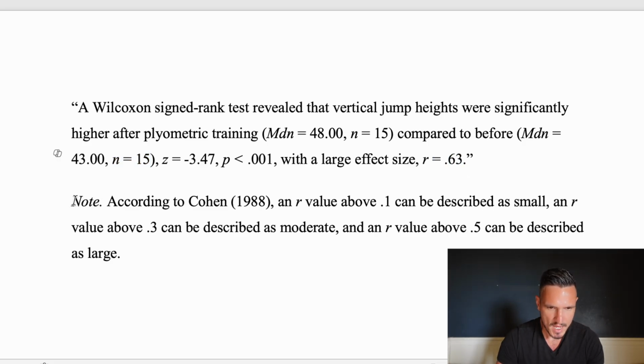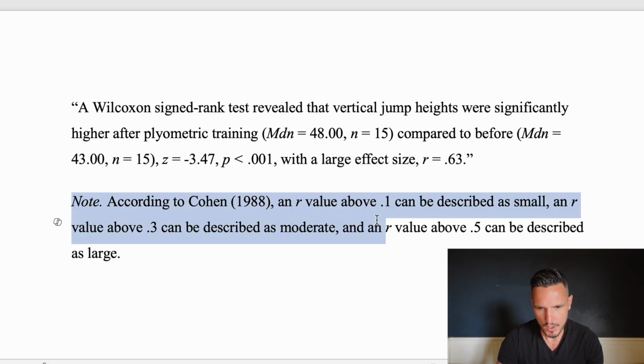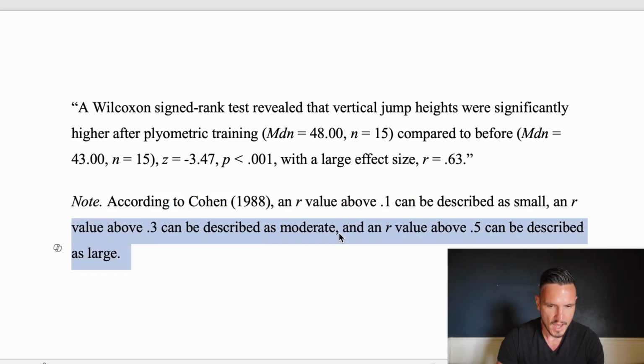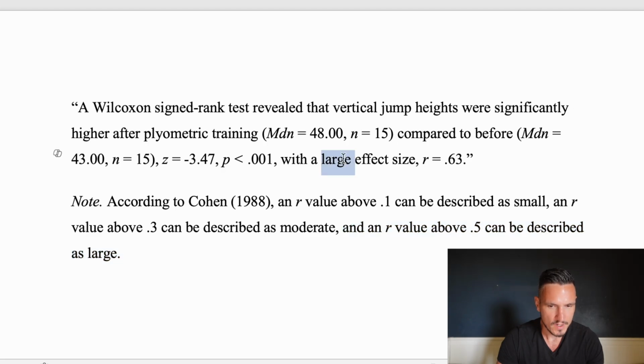So the last thing to look at is why I've described that effect size as large, and that's based on these criteria that Cohen put forward in 1988. He said that an r value above 0.1 can be described as small, an r value above 0.3 can be described as moderate, and an r value above 0.5 can be described as large. And since 0.63 is greater than 0.5, I've described that effect size as large.